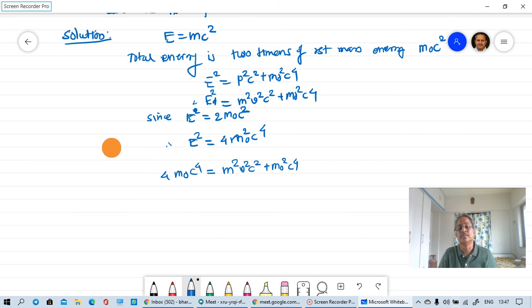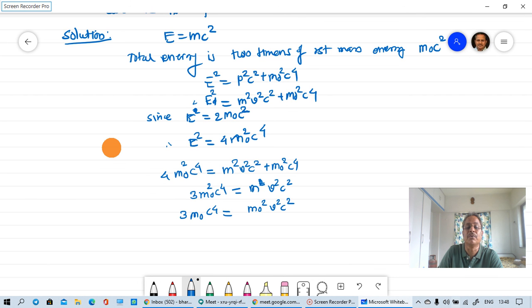So one of this will get cancelled, we will get 3 m0 square c raised to 4th is equal to m square v square into c square. Now again this m can be replaced by m0 upon root of 1 minus v square upon c square. So this gives you 3 m0 square c raised to 4 is equal to m0 square into v square into c square upon 1 minus v square upon c square.